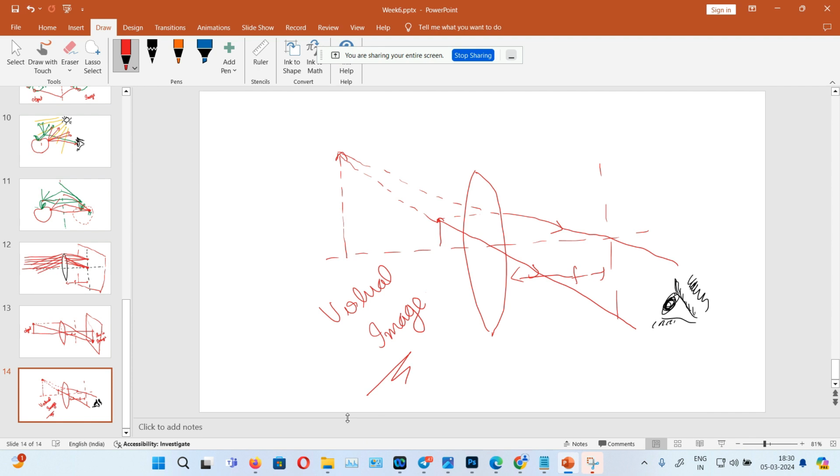These are the basic things of imaging. Now we can solve our questions. Let's start our questions.